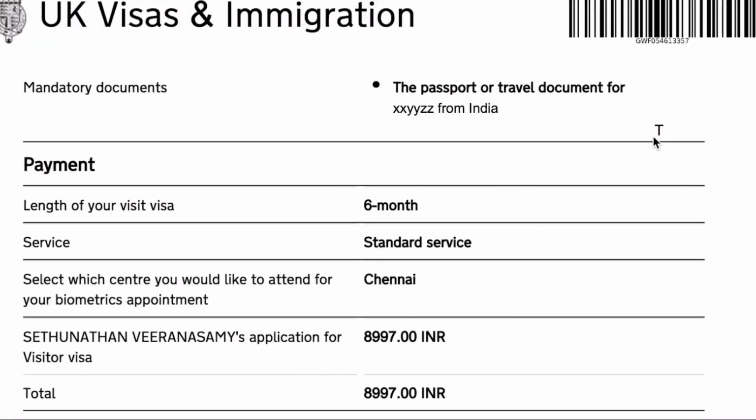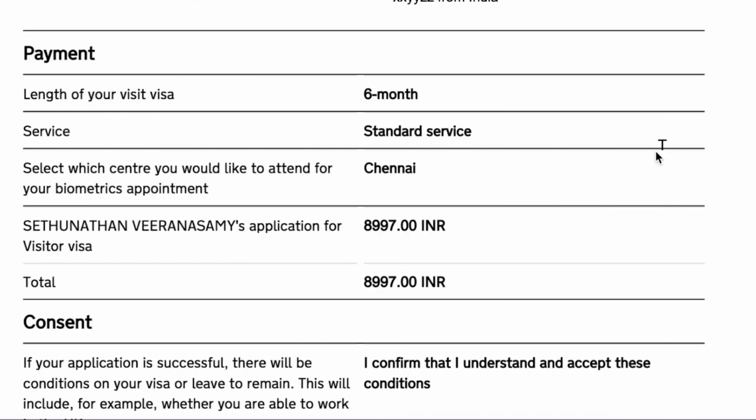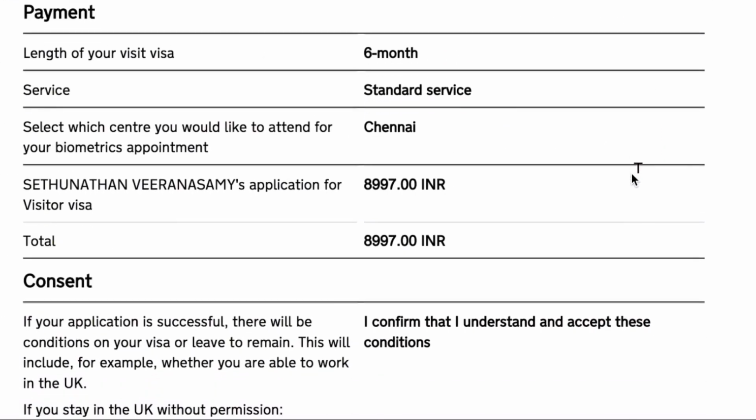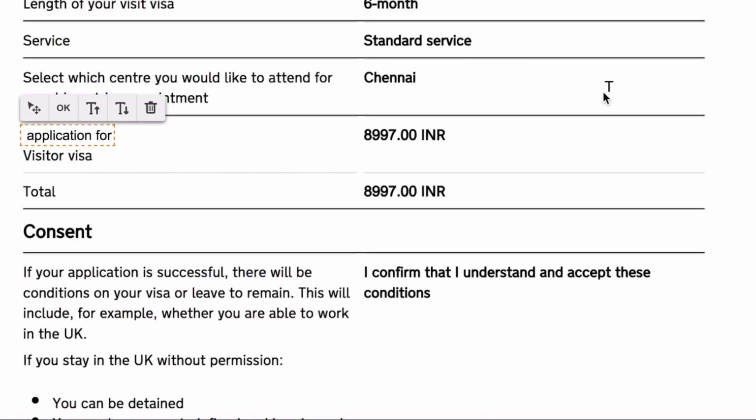Mandatory documents. You need to provide your passport as a mandatory document, which I'm sure everyone has before making the visa application. Coming to the payment section, if you're applying for a standard visitor visa, it's for 6 months, and the fee is £93.